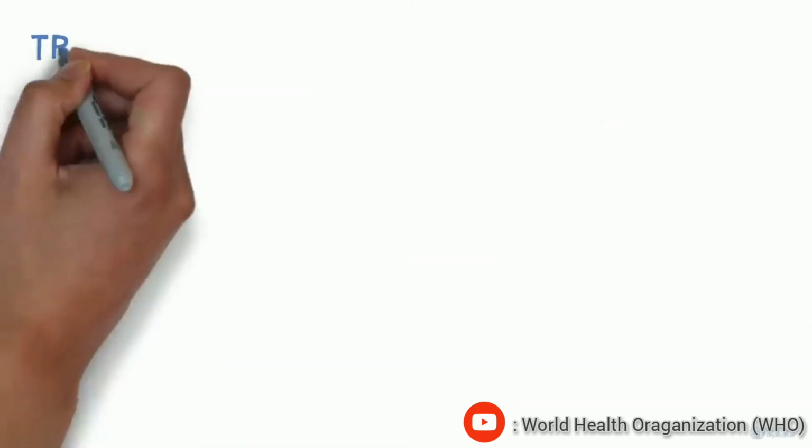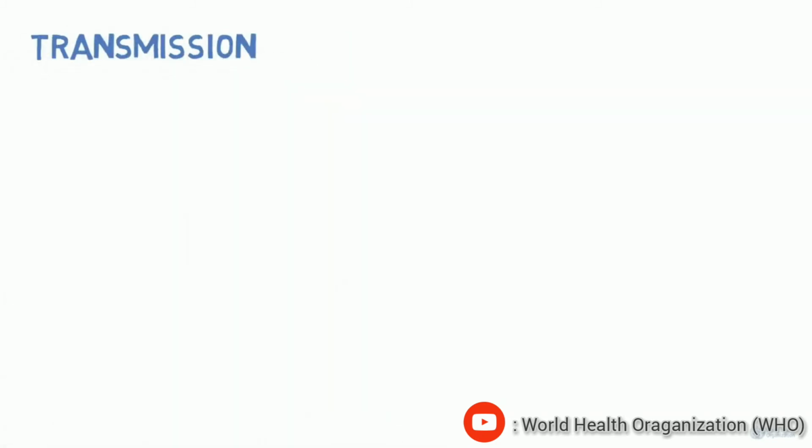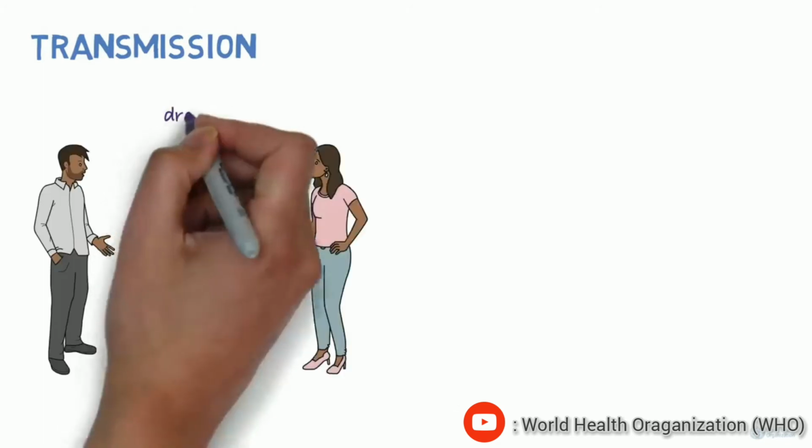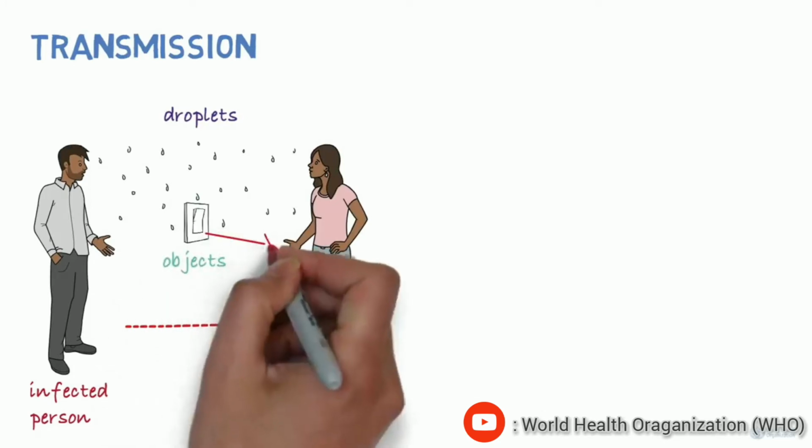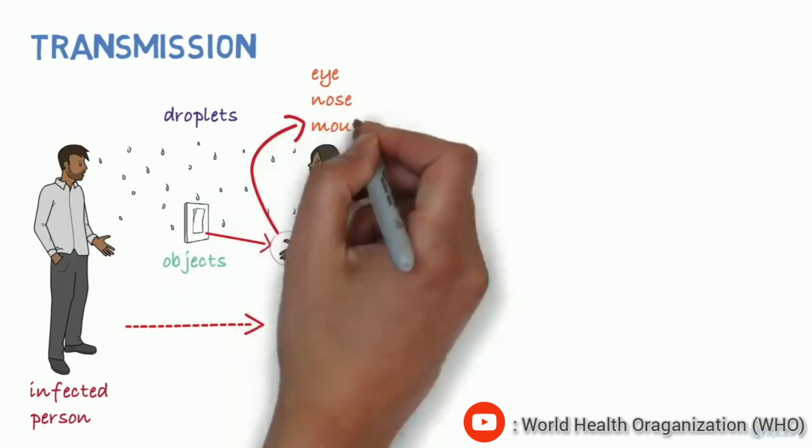How does the disease spread? The disease can spread from person to person through droplets, when an infected person releases those droplets through coughing, talking, or sneezing, for example, when close to another person. It can also spread when infected droplets land on objects, and when another person touches them and then touches their eyes, nose, or mouth. What are the symptoms?